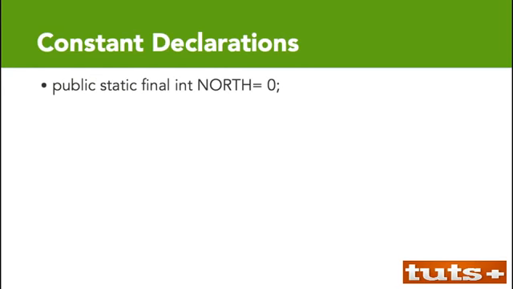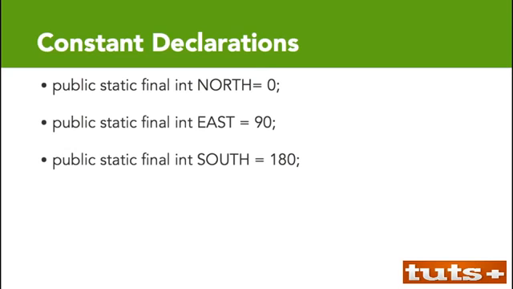Public static final int north is equal to 0. We have east equal to 90, south equal to 180, and west equal to 270. Now we can use these values in our calling program that implements the bicycle interface to determine the rider's direction. This allows us to use the words north, east, south, and west without worrying about remembering the numeric counterparts.